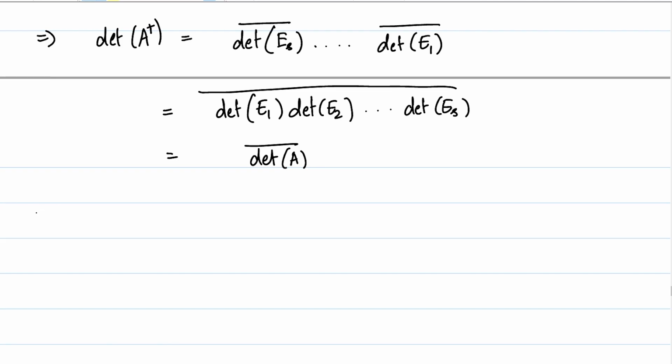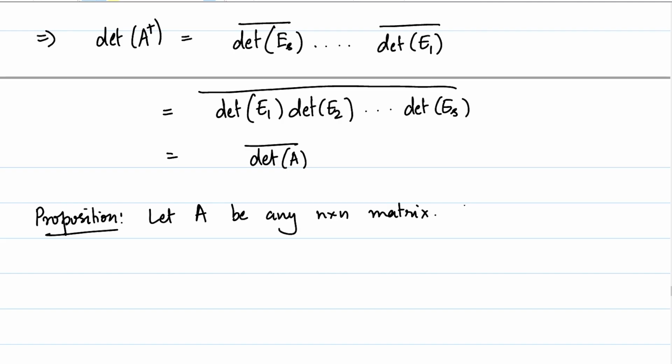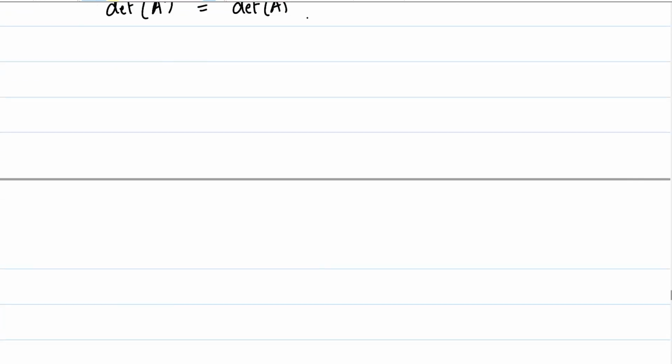Hence, what we have concluded is the following proposition. Let A be any n cross n matrix, then the determinant of A adjoint is equal to the conjugate of the determinant of A. This is what we have concluded just now. What next? Let's see what we can say about the eigenvalue of the adjoint of a given linear operator. So let me conclude by proving a proposition for you.